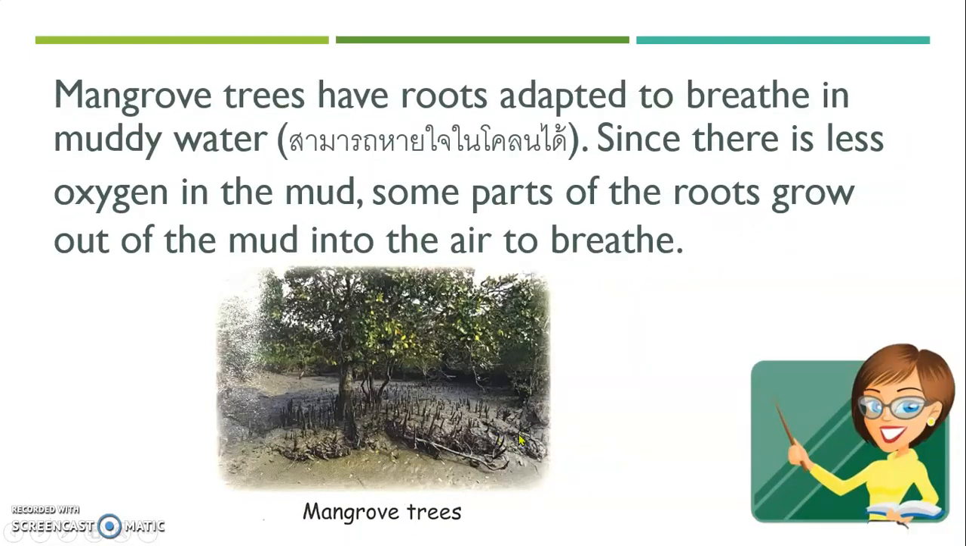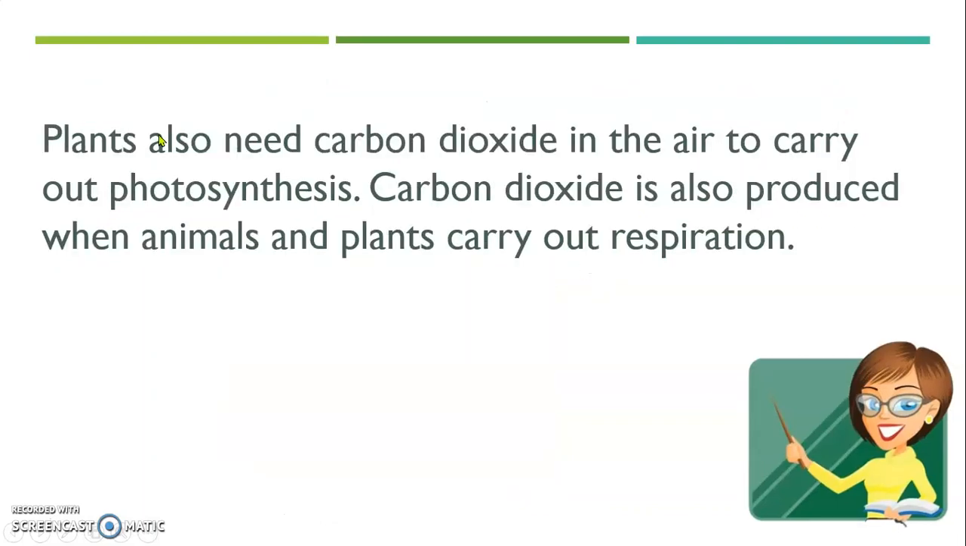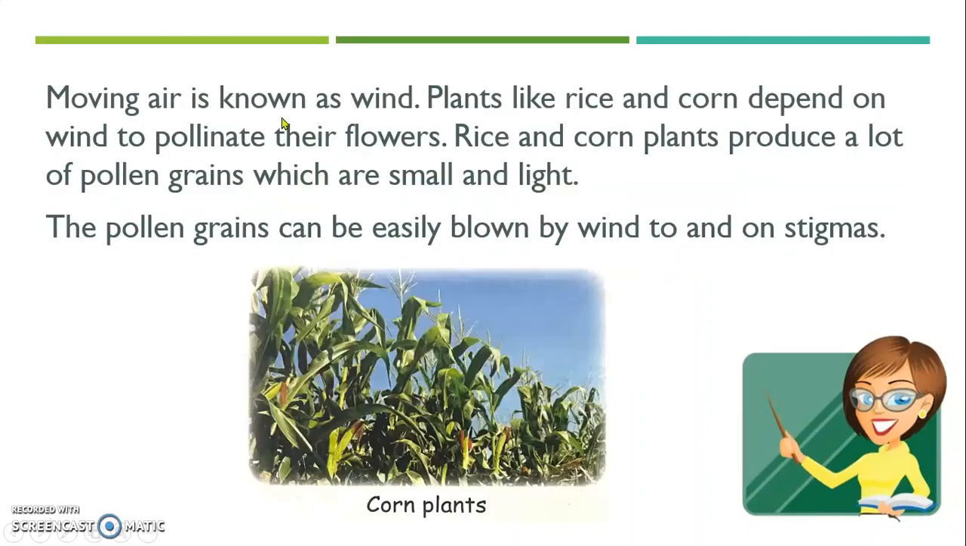Mangrove trees have roots adapted to breathe in muddy water. Since there is less oxygen in the mud, some parts of the roots grow out of the mud into the air to breathe. Plants also need carbon dioxide in the air to carry out photosynthesis. Carbon dioxide is also produced when animals and plants carry out respiration.